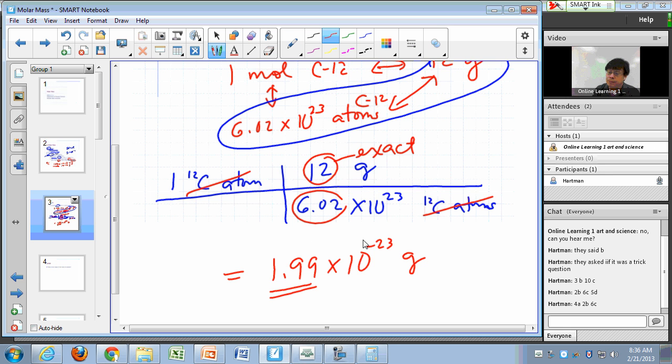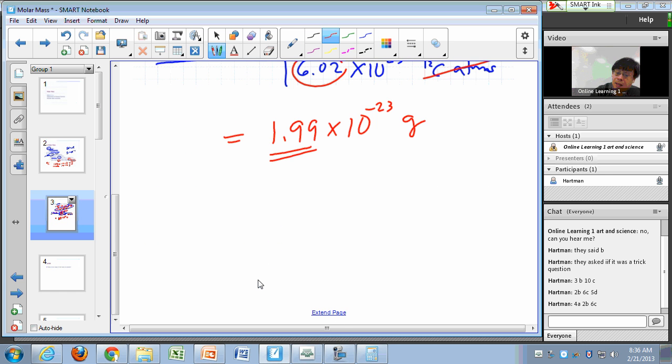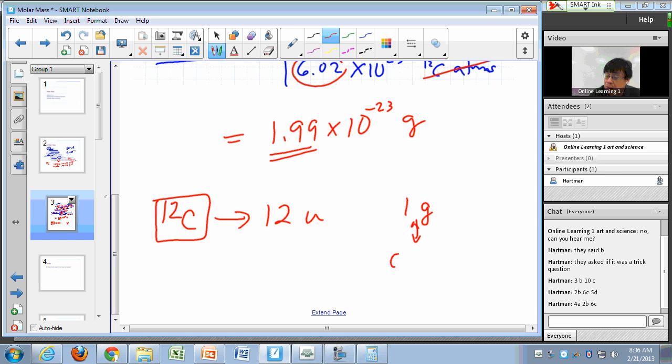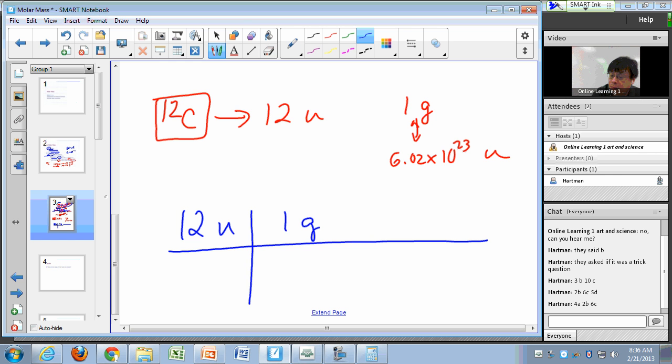Or another way of doing this is you can say, 1 carbon-12 atom is exactly 12 atomic mass units. And I also know that 1 gram is equivalent to 6.02 times 10 to the 23rd atomic mass units. So another way I could solve this problem is to say the carbon-12 atom has a mass of 12 units times 1 gram is equivalent to 6.02 times 10 to the 23rd.